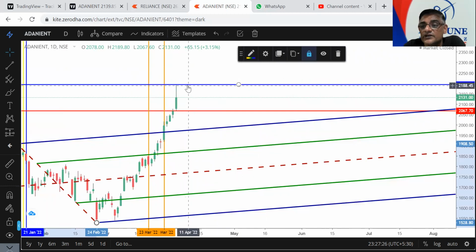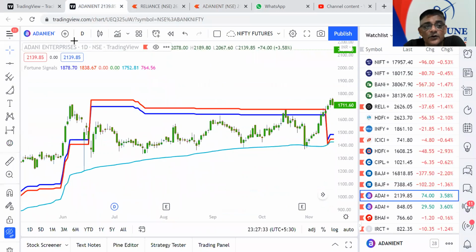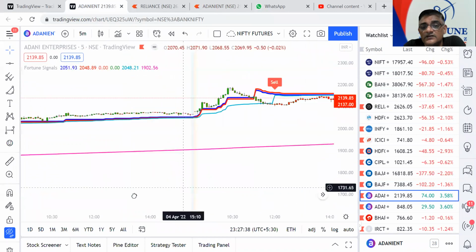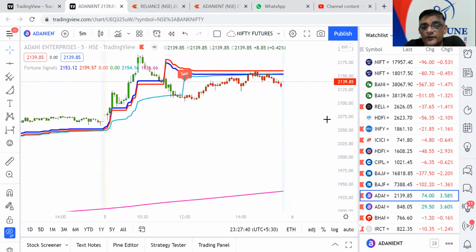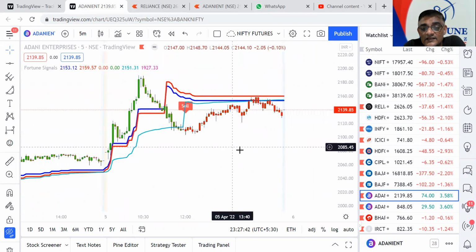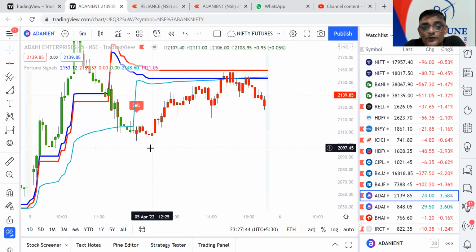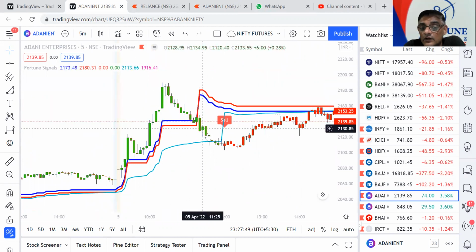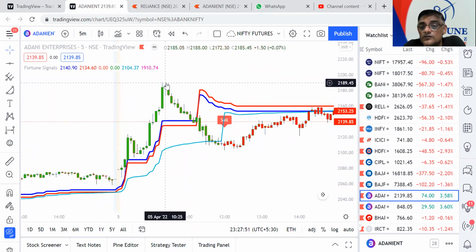But I will close my short position once it closes above this candle high. For this, I use my system to go short. If I go to the 5 minutes, in 5 minutes it has given a short today. And as of now, see how beautiful it is. From here, it fell down. If you see here, 2,189 was the high and the low was 2,103.